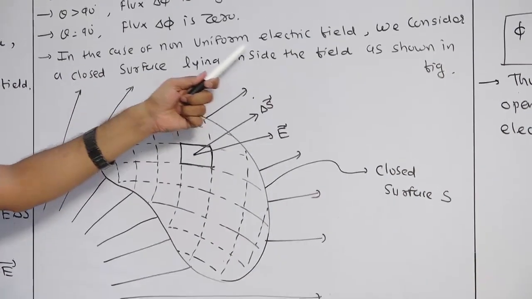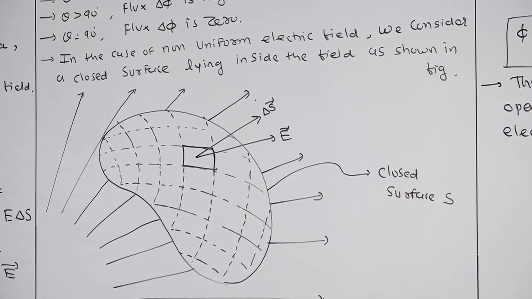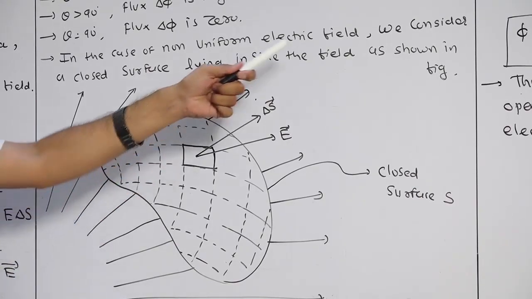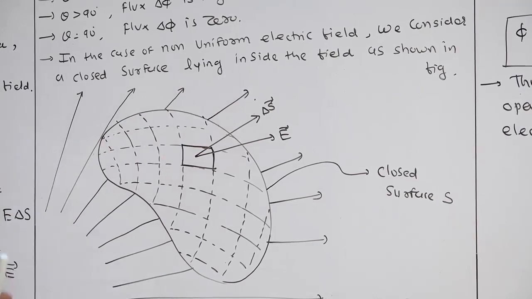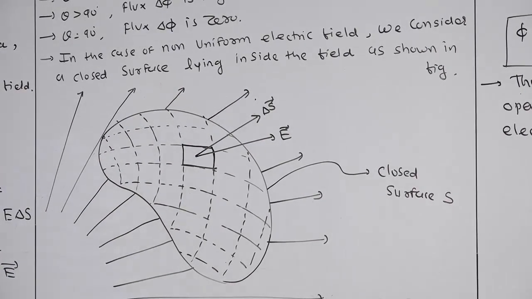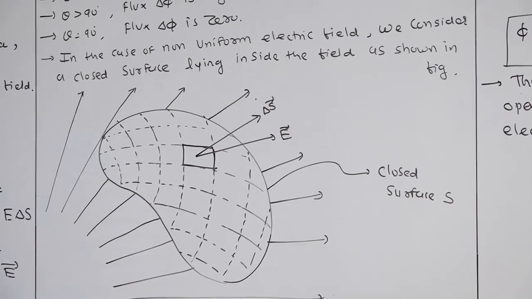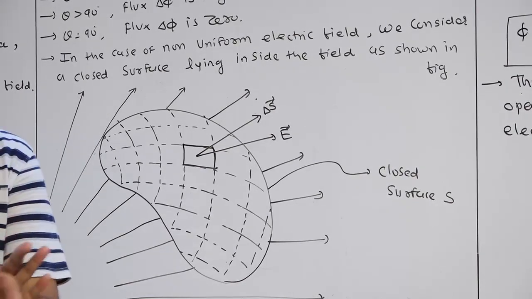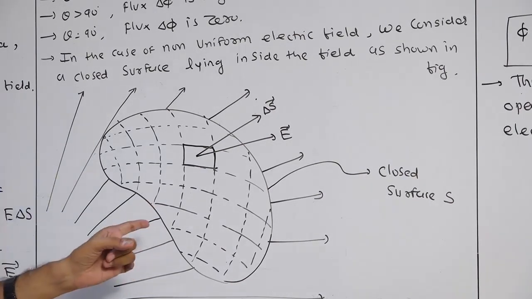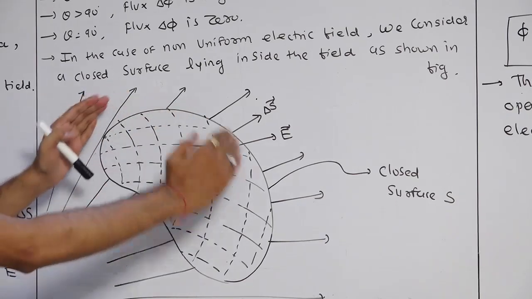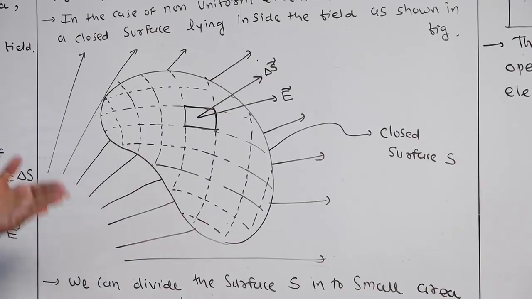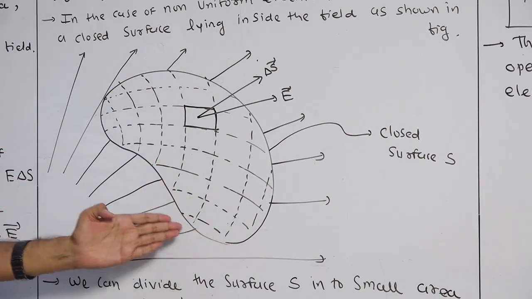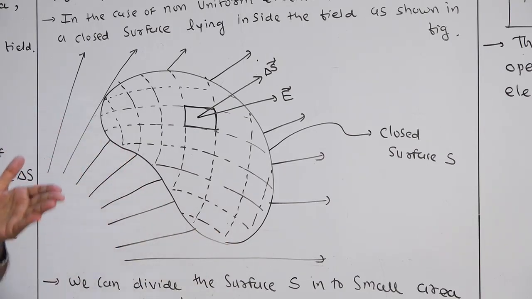Now the next part of this theory. In the case of the non-uniform electric field, we consider a closed surface lying inside the field, as shown in the figure. It is a small closed surface lying inside the electric field, shown in this diagram. You can see that. Here the field lines are non-uniform, and the shape of the surface is arbitrary, not a regular shape.